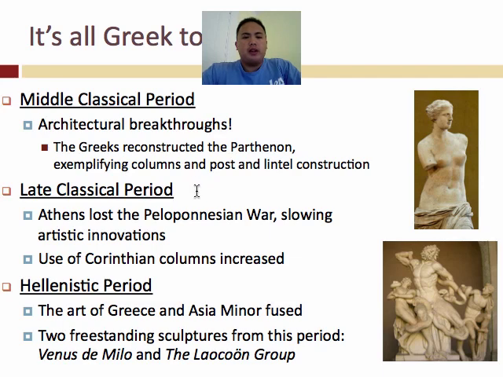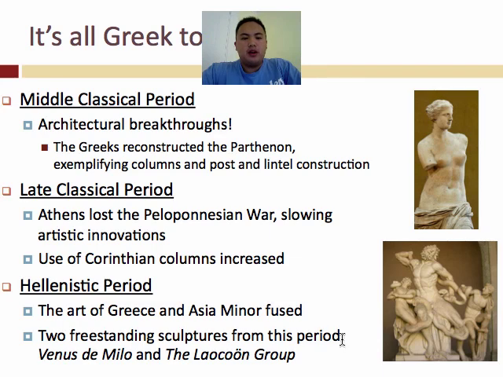The late classical period, Athens actually lost the Peloponnesian War, so a lot of the art innovations slowed down in this era. They used more Corinthian columns. And then the Hellenistic period, the art of Greece and Asia Minor sort of fused together. So we have two freestanding sculptures in this period. They have the Venus de Milo, and the Laocoon group.